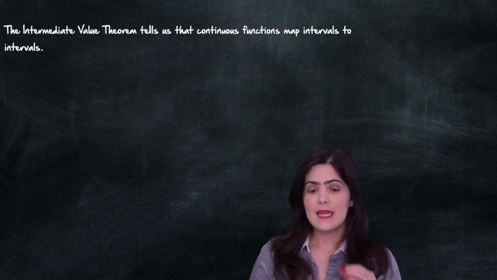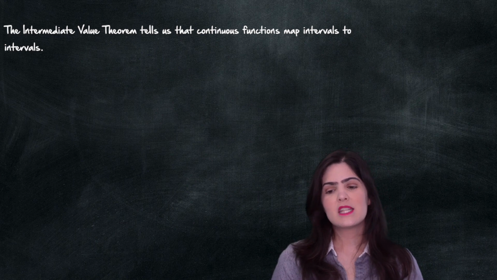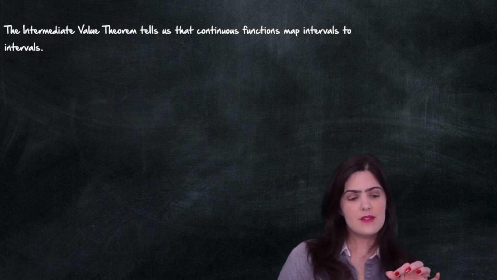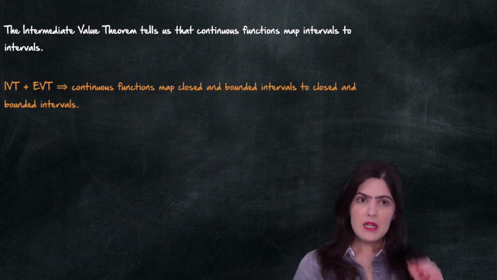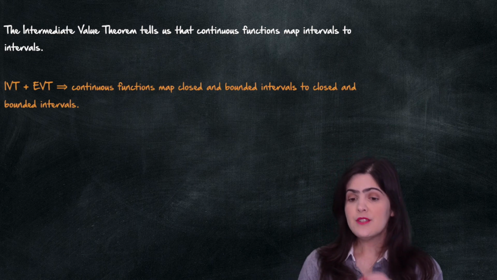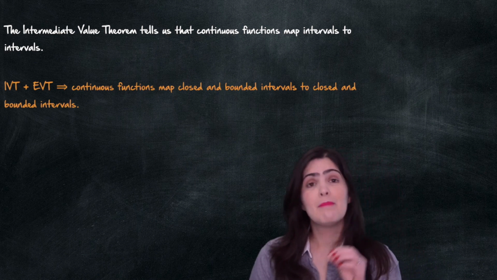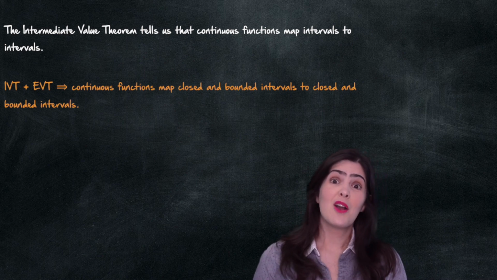Now, the intermediate value theorem, the one that we saw in the previous video, tells us that continuous functions take intervals and send them to intervals. And if we combine the intermediate value theorem and the extreme value theorem, we get that continuous functions send closed and bounded intervals to closed and bounded intervals, which is quite nice actually.